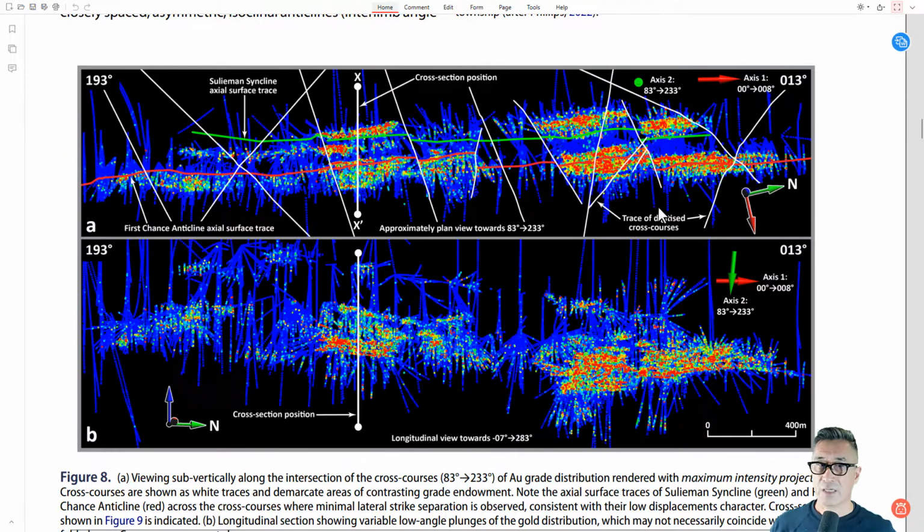So this is actually a model example of these cross courses and how they end up creating Perkins discontinuities that have asymmetrical mineralization on one side.